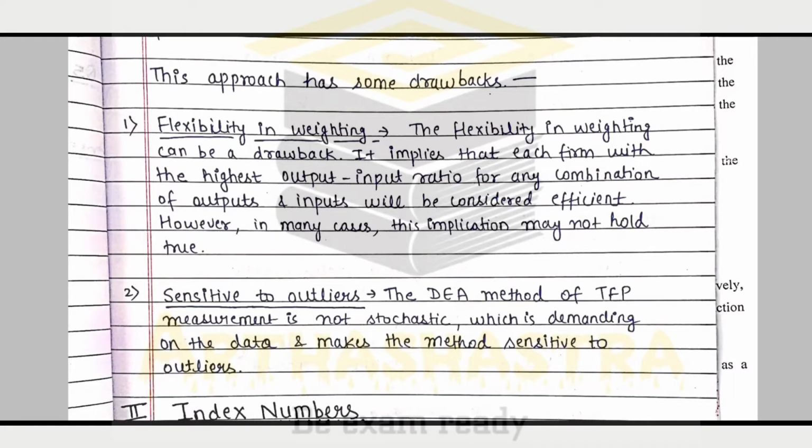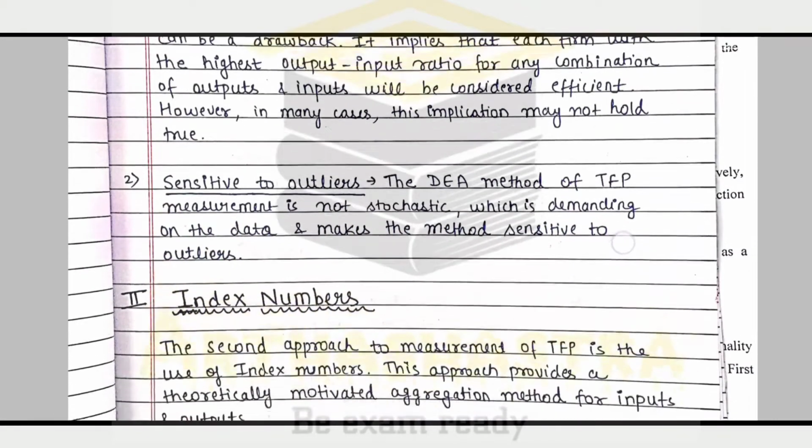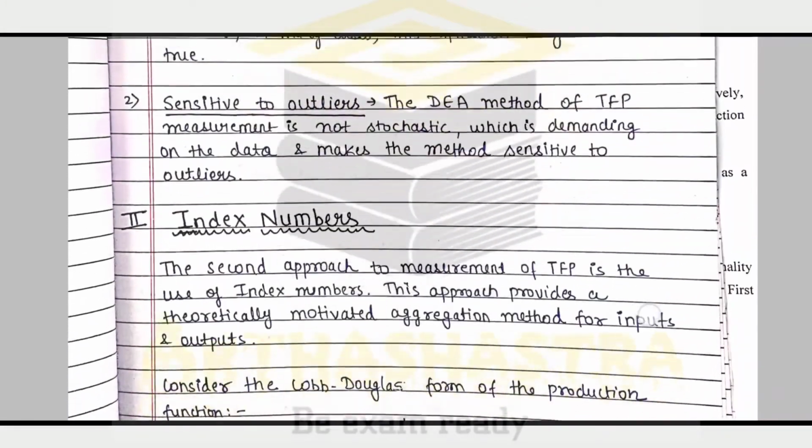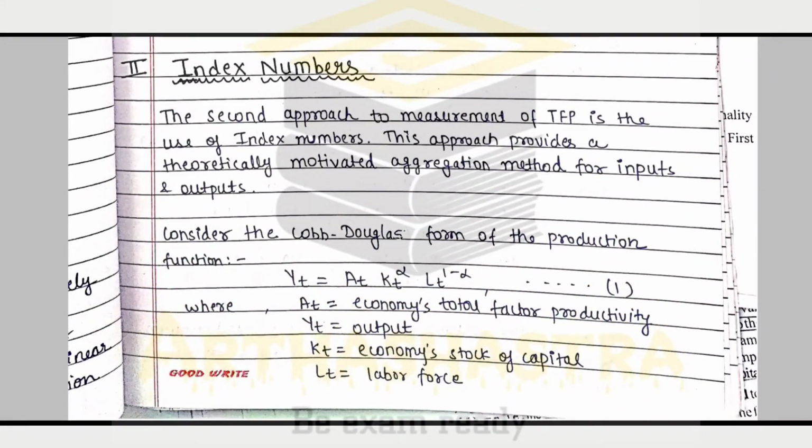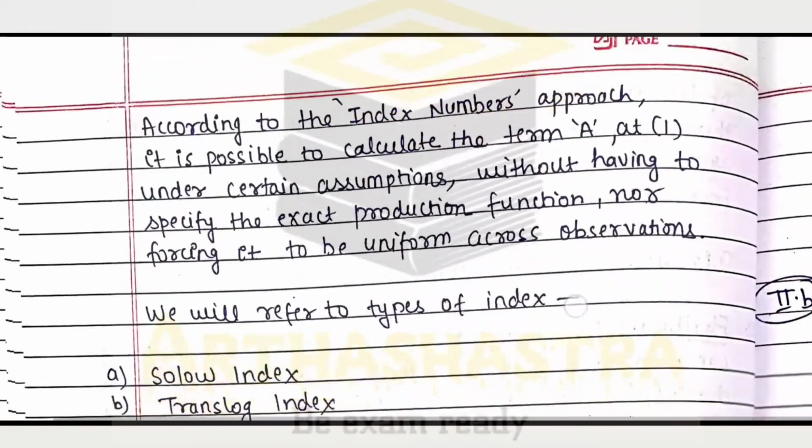Secondly, we are explaining the index number approach to measure TFP. So in this we have the Solow index and the translog index. So first we are defining what the index number approach is basically. It's a theoretically motivated aggregation method for inputs and outputs, and here we are considering the Cobb-Douglas form of the production function. Here A_t is the factor representing the economy's total factor productivity, K is the stock of capital, L is the labor force, and Y is the output. So that's the basic general form of the Cobb-Douglas production function.